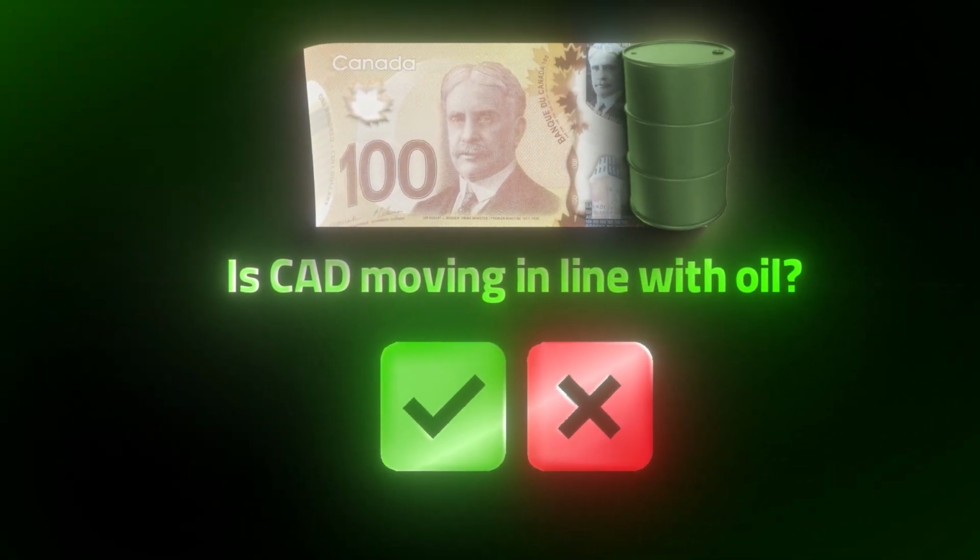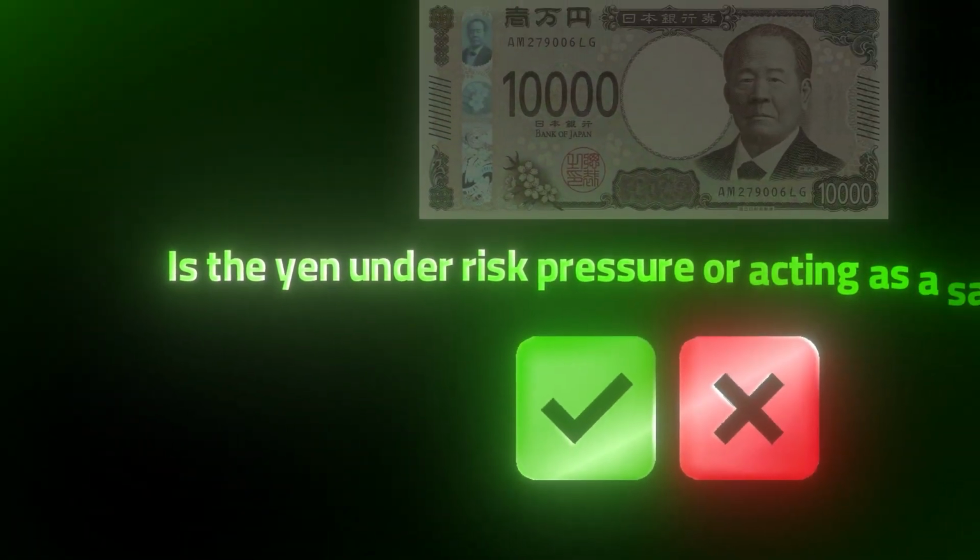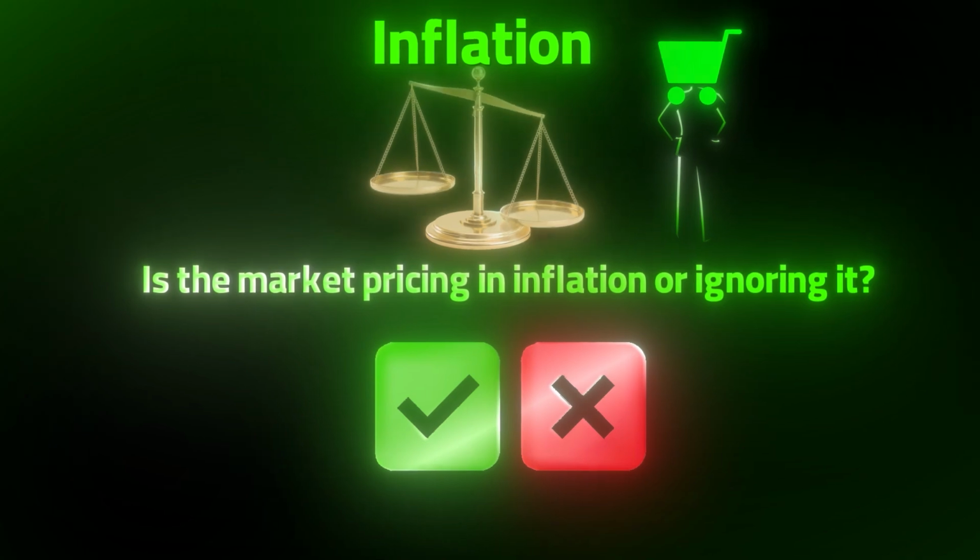Quick checklist. When oil starts moving, check this. Is the US dollar strengthening or weakening? Is the Canadian dollar moving in line with oil? Is the yen under risk pressure or acting as a safe haven? Is the market pricing in inflation or ignoring it?